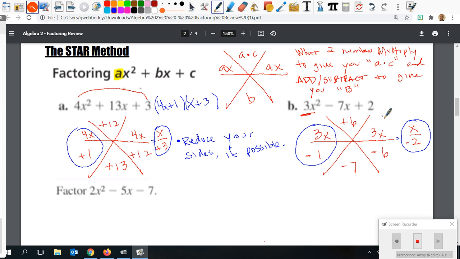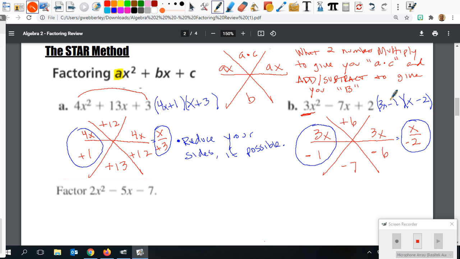I'll go ahead and put my answer right next to this up here. Plus 2 binomials. First one, it doesn't matter which one you put first. I'll put 3x minus 1 first. And then x minus 2 second. And again, you can double check by just multiplying, to make sure that when you multiply, you should get this trinomial.